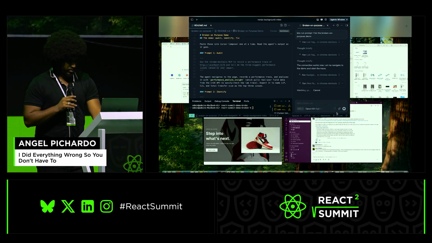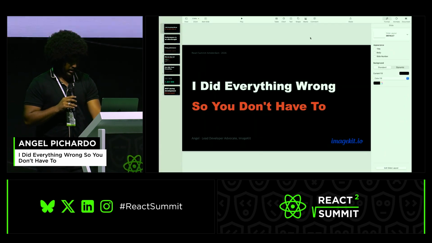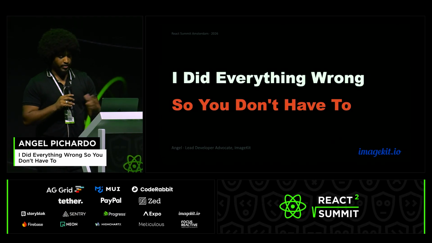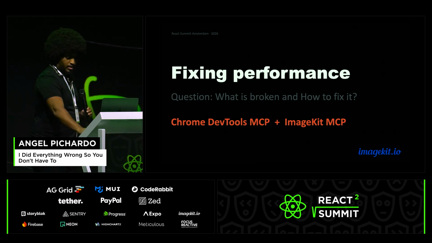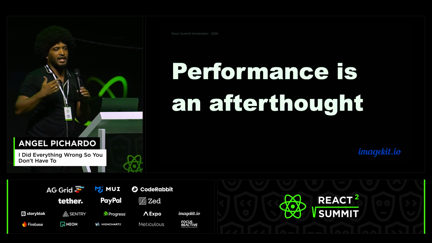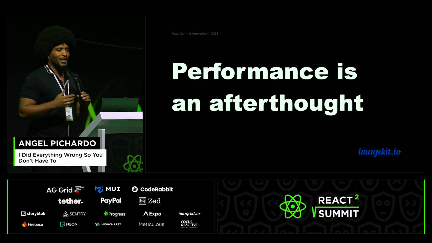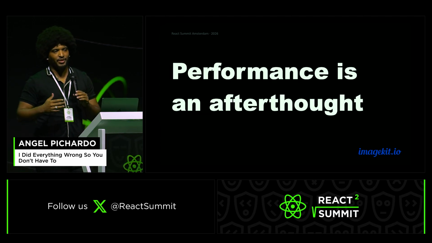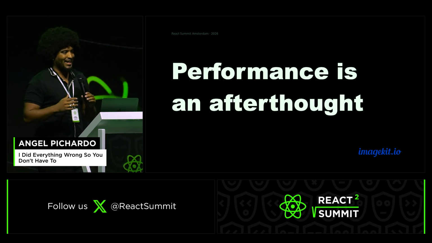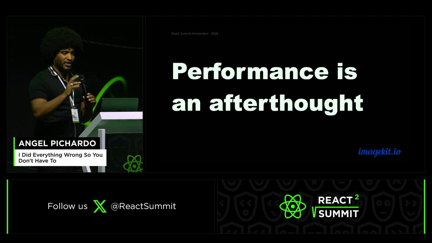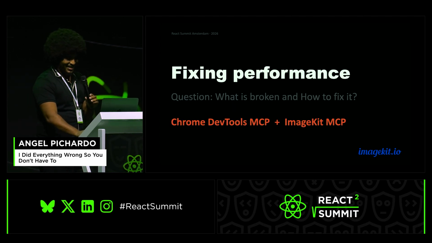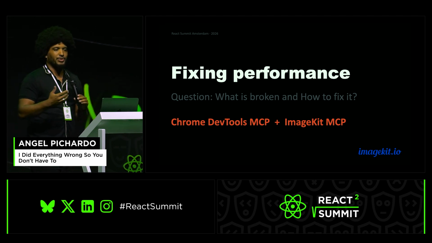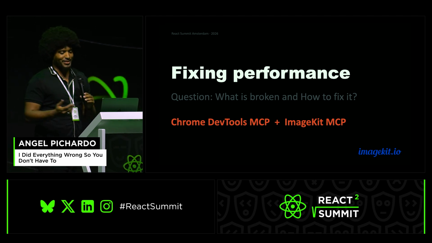Now let's hop over to the presentation, and I'm going to highlight a few things. Typically, performance is an afterthought. We build our website, we have our images on the page, and it's working perfectly, or so we thought. Then we finally refresh our page and we're like, oh, what's going on? We want to fix performance, but we don't want to do it manually anymore. We want to use AI to do it for us.